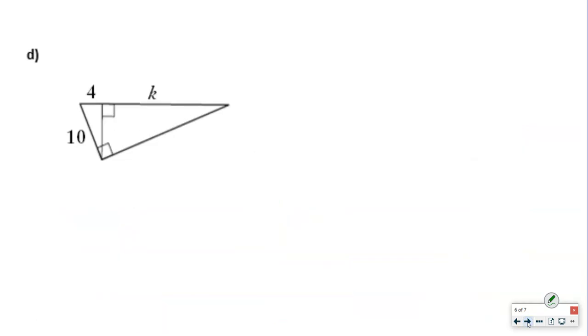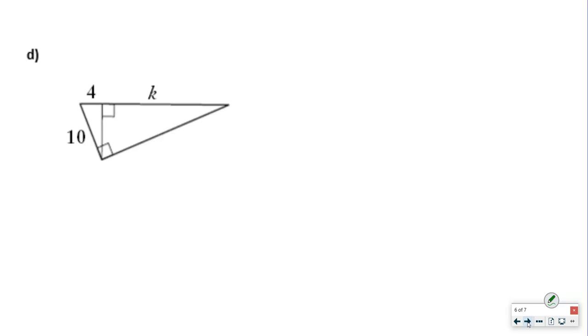And then the last example. This one can be a little bit tricky. Because if we just look at our variable, k is one of the parts of our hypotenuse. So you may quickly think, oh, I need to do the altitude theorem. That's one part of my hypotenuse, I know what the other part is, but we don't know what the altitude is. So we would have too many variables there.